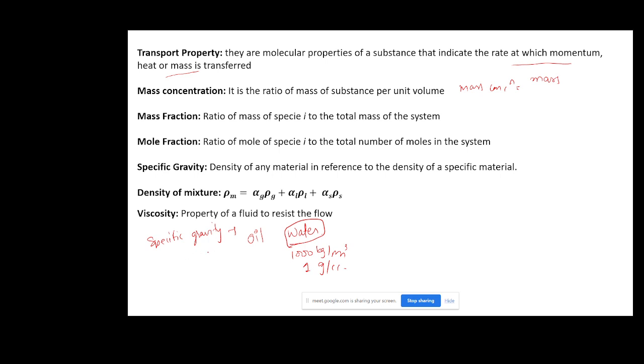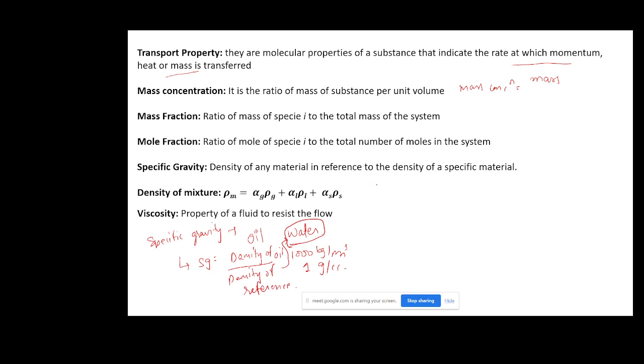So what we do to find out the specific gravity, we will take the ratio of the density of oil, if you want the specific gravity of oil, to the density of the reference material. Usually the reference we take is water.